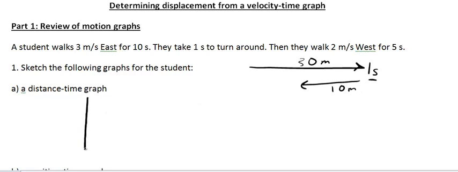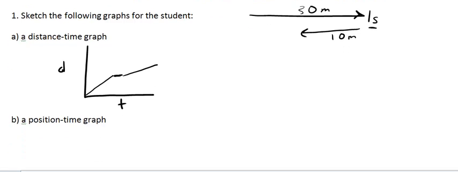So let's sketch a distance time graph here. This is just a rough sketch. You'll remember the slope of a distance time graph is the speed. So they're traveling at 3 meters per second. Let's say this is 3 meters per second. Then they stop for 1 second. So this is zero slope for 1 second. And then they keep moving at 2 meters per second. So the slope of this line should be a little bit less than the slope for this line. So that's the distance time graph.